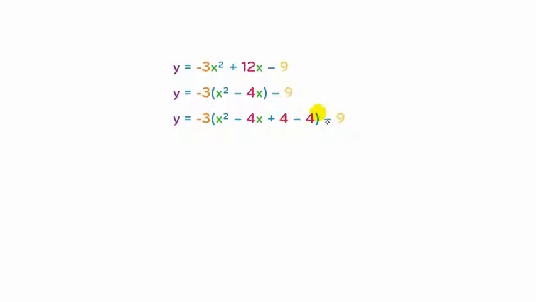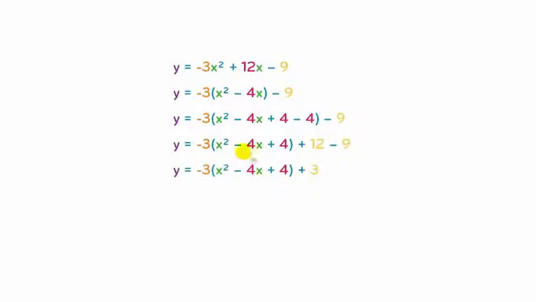Next, this negative 4 term needs to be multiplied by our leading coefficient, negative 3, and it is brought outside the brackets. When we do this, negative 4 times negative 3 will give us 12. Gathering our like terms, 12 minus 9 will give us positive 3.